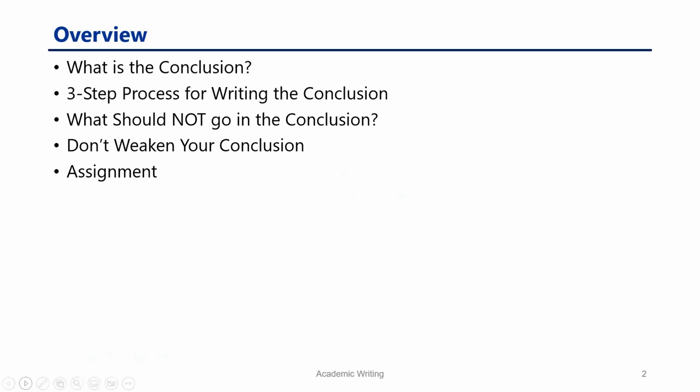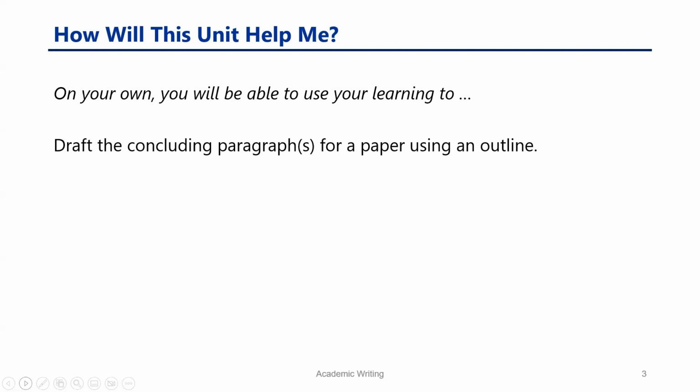In this video, we'll learn what the conclusion is and what it does. We'll look at a three-step process for writing the conclusion, and we'll talk about what should not go in the conclusion. We'll look at some common things that people do to weaken their conclusion and discuss that a little bit so that you don't weaken your conclusion. And then we'll go over this week's assignment. The goal for this week is on your own, you'll be able to draft the concluding paragraphs for a paper using an outline.